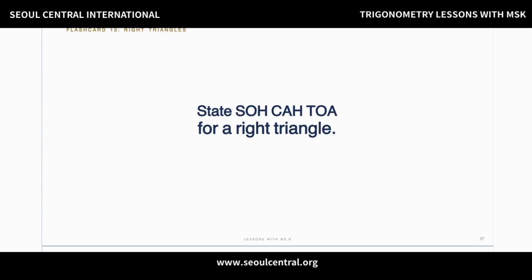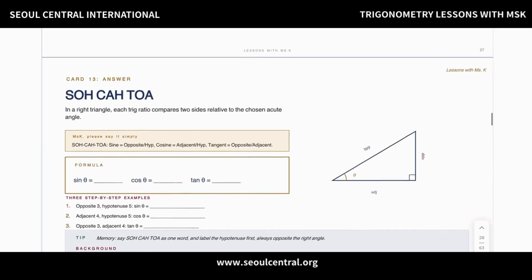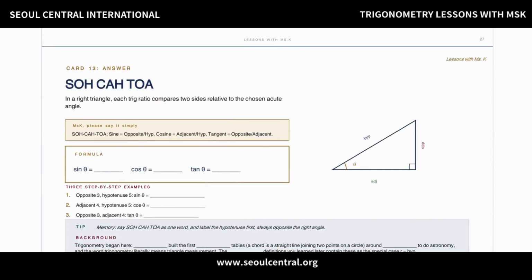Flashcard 13, right triangles. State SOHCAHTOA for a right triangle. SOHCAHTOA, what does that stand for? In a right triangle, each trigonometry ratio compares two sides, and it's relative to the chosen acute angle. So SOHCAHTOA, let's just do that again. That's sine equals opposite over hypotenuse, and cosine equals adjacent over hypotenuse, and tangent equals opposite over adjacent.